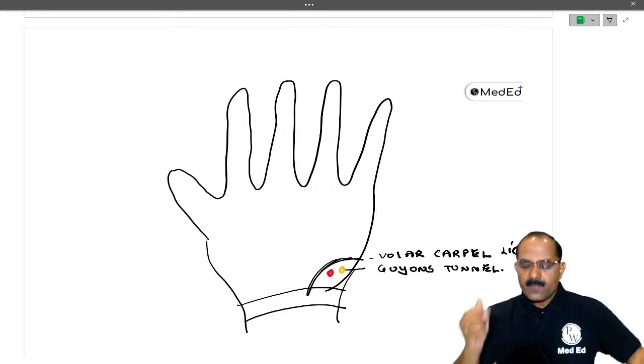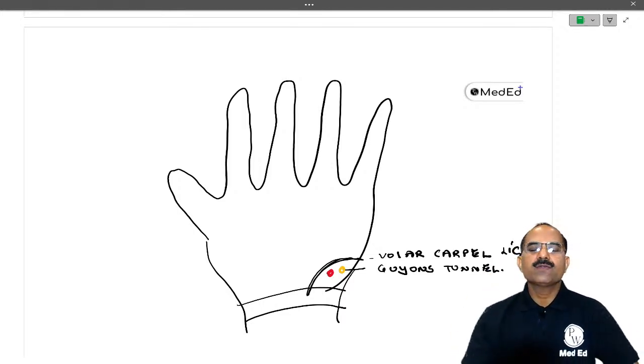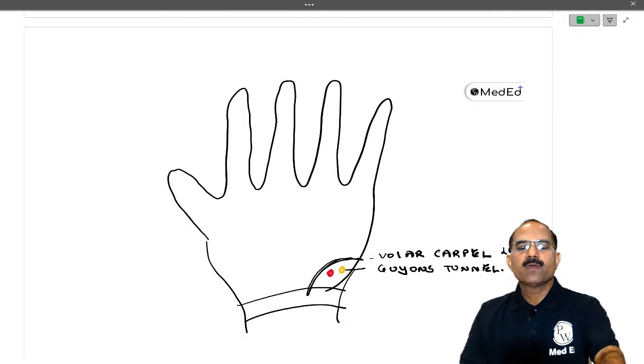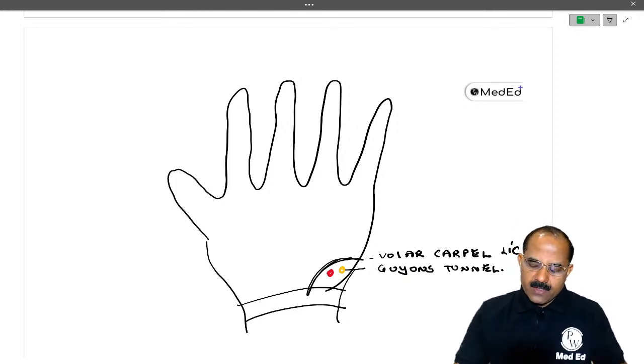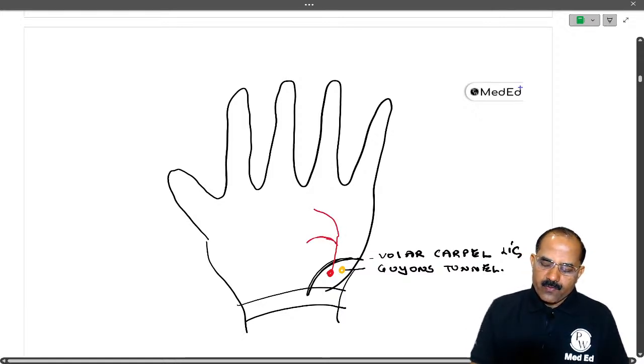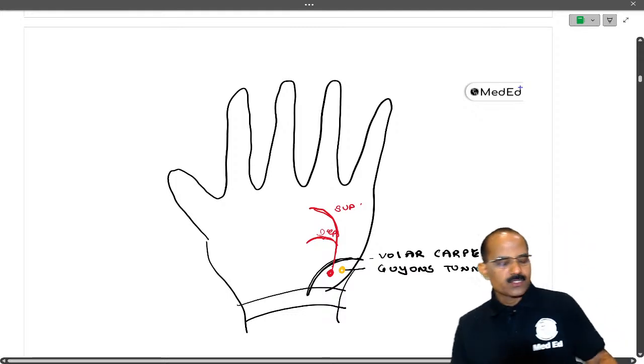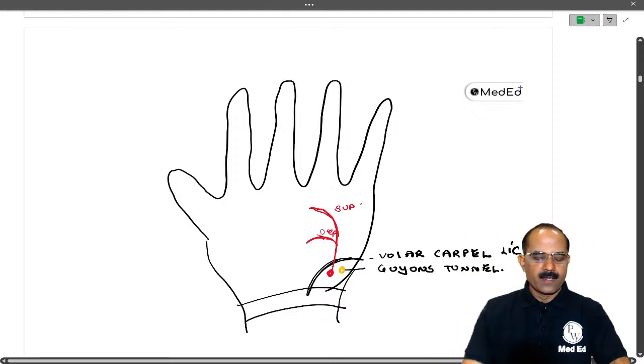ठीक है. अब ये जो ulnar artery है ना बच्चों, now this ulnar artery divides into two branches. Look, this ulnar artery divides into a superficial branch and a deep branch. ये superficial branch होगी. This is the superficial branch of ulnar artery and that's a deep branch of ulnar artery. Superficial branch and deep branch of ulnar artery. ठीक है.